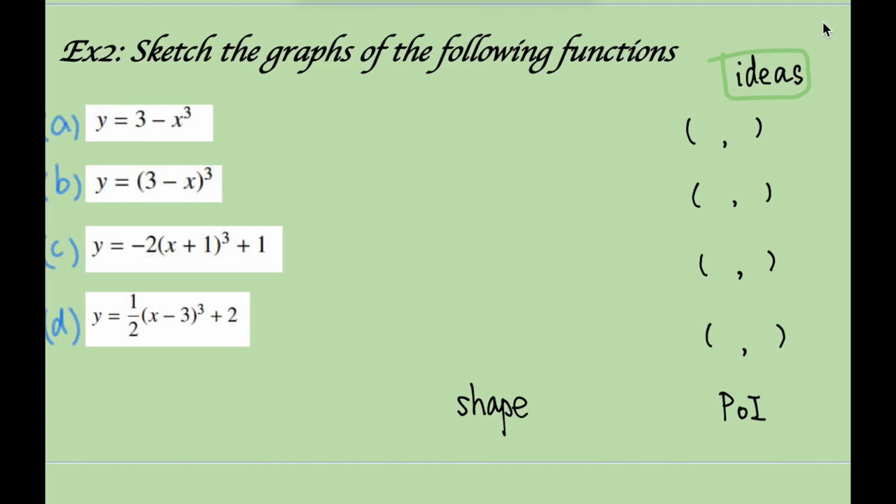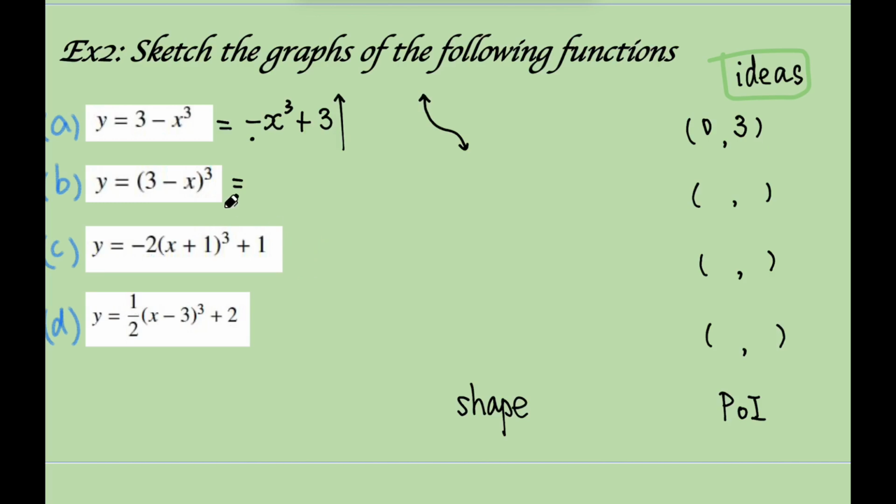Now let's look at exercise 2. First, for part A, for this equation, we are going to reorganize it. Put x cubed to front, and then the constant is 3. And for this, the basic shape is determined by the coefficient of x cubed, which is negative. Then it means the basic graph should be climbing down a hill. And then the point of inflection is (0, 3). Because h is 0 and k is 3, it means it has been moved up by 3 units.